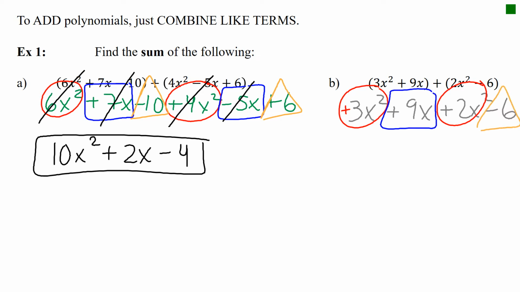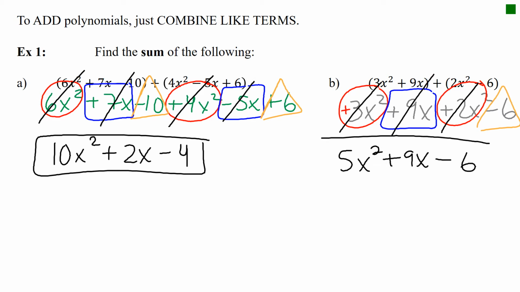So combine like terms, again, variables first, highest exponent to lowest. 3x squared plus 2x squared will give us 5x squared. And then 9x, only one of those, so bring it down as we see it. The constant, only one, so bring it down as we see it. 5x squared plus 9x minus 6, again, trinomial, and our final answer.